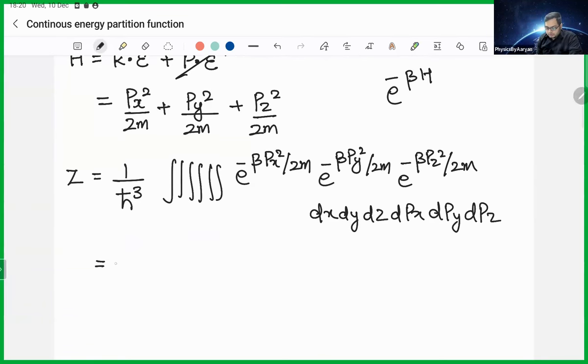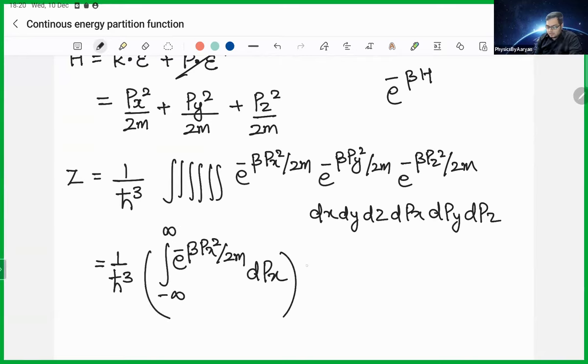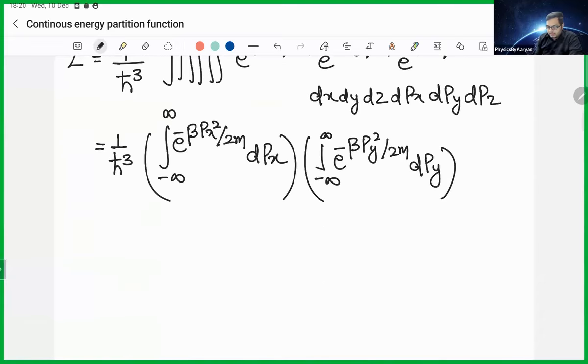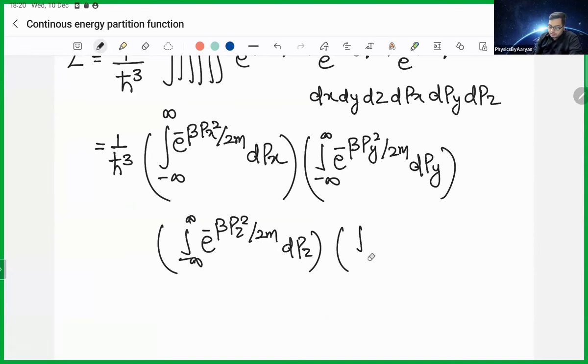Now what I need to do is split the integrals. One of my integrals will be e to the power minus beta px square by 2m into dpx, sorry, not dx, dpx. And my momentum will go from minus infinity to infinity. Similarly, minus infinity to infinity, e to the power minus beta py square by 2m into dpy. Perfect. And similarly, minus infinity to infinity, e to the power minus beta pz square by 2m dpz. And then I will have 3 integrals, dx, dy, dz.